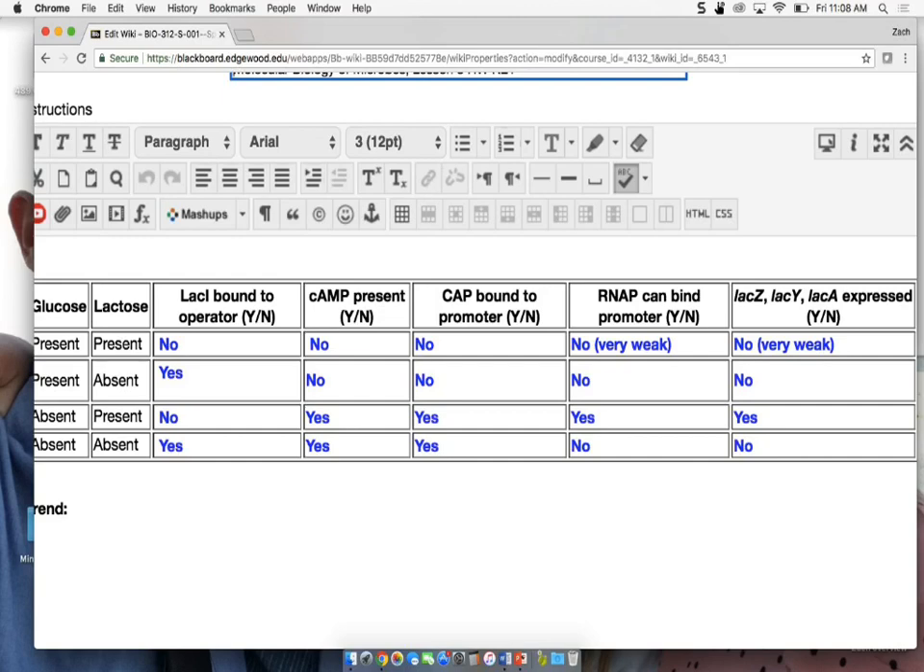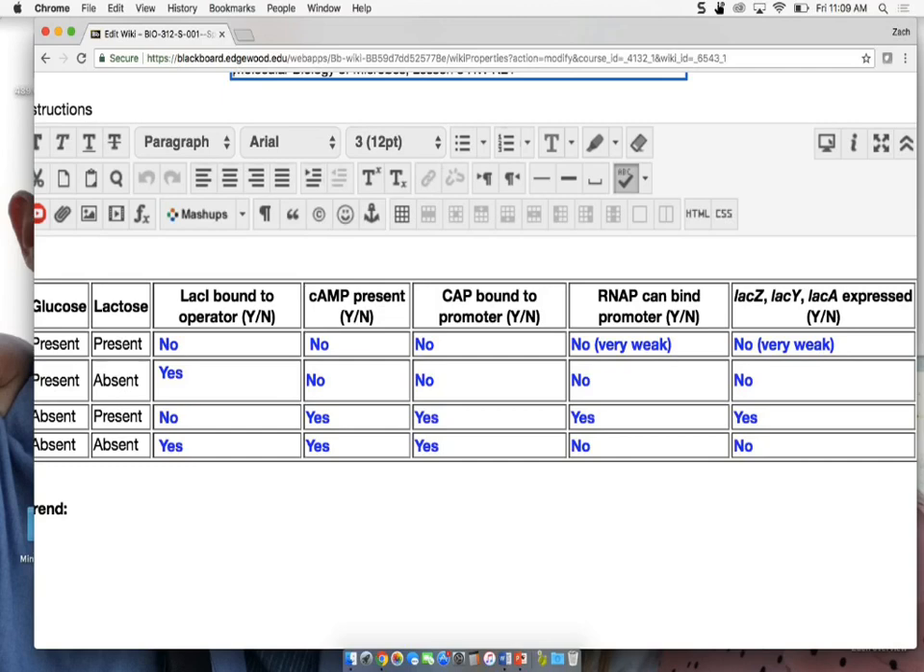And then I want you, with somebody else, to identify at least 2 trends that you see. And by trends here, I don't mean, oh, when lactose and glucose are present, lac I is not bound. That's okay, but what I want you to do is actually go between these rows. Look for commonalities between rows. So as an example, when lactose is present, so first row and third row, what's true about lac I?